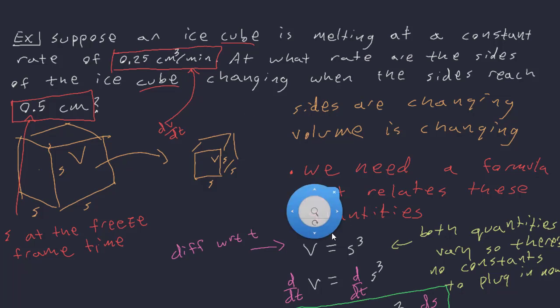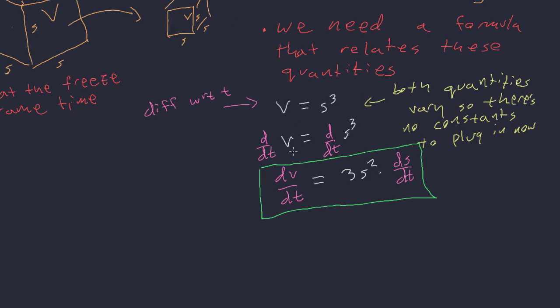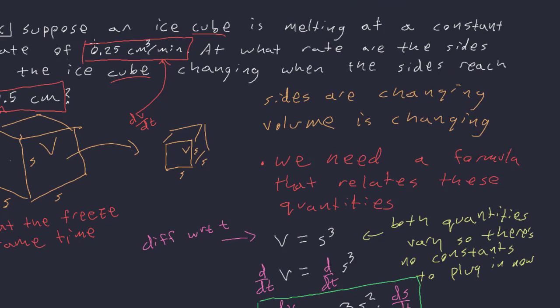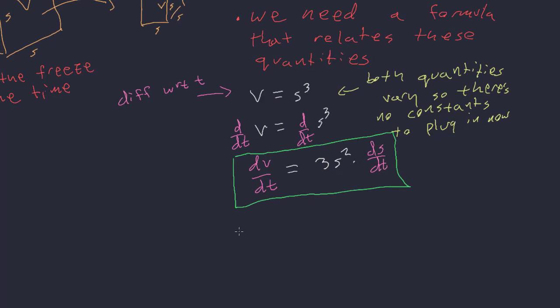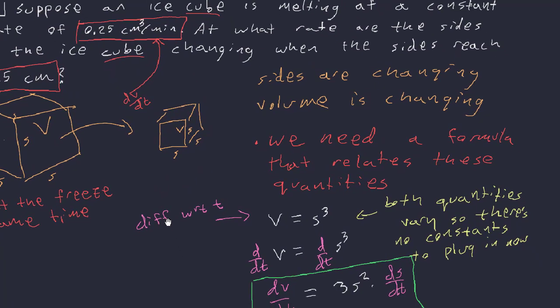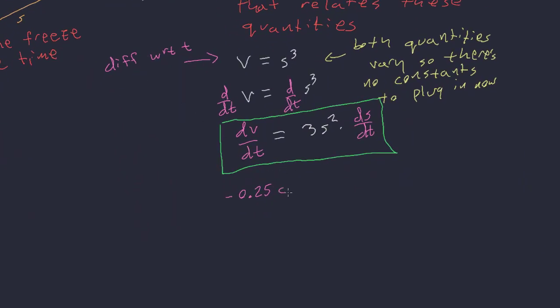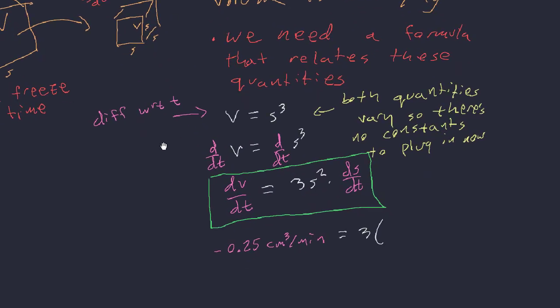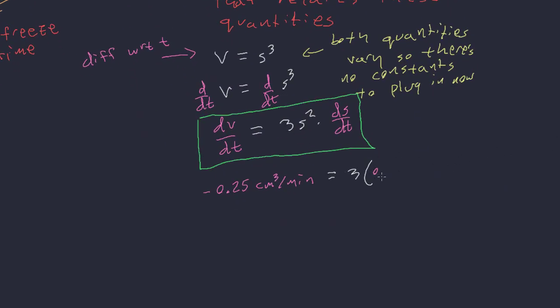If we plug in what we have for dV/dt, we need to be careful. Since it's decreasing, because it's melting, we need to put it in as a negative rate. So it's negative 0.25 cubic centimeters per minute. This is our dV/dt. And then it'll be 3 times our S, which in this case is 0.5 centimeters, and then we square the whole thing.